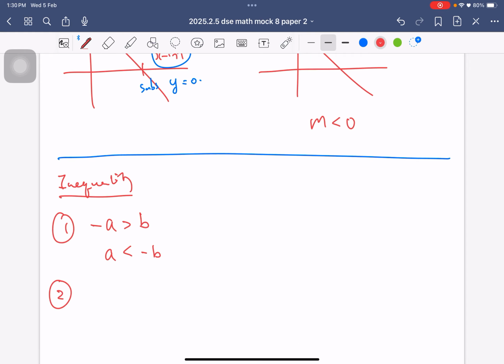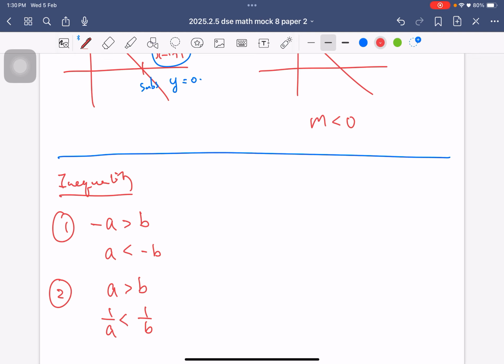And the second one is, if a is greater than b, then 1 over a is smaller than 1 over b. When you take the reciprocal, you need to swap the sign as well. Because if you think about it, for example, 2 is smaller than 3, isn't it? Is 1 over 2 greater or smaller than 1 over 3? It's greater than 1 over 3, isn't it? So you must change the sign. That's the thing you need to know for this question.